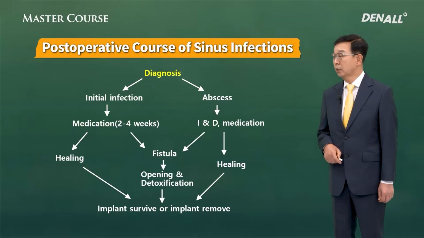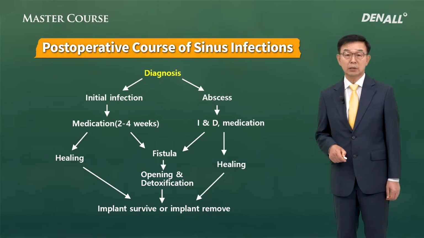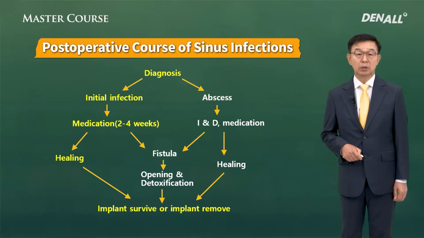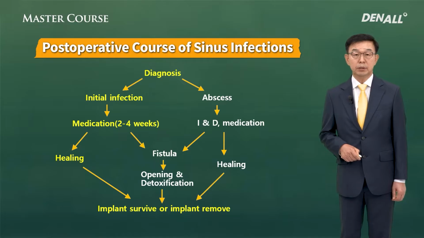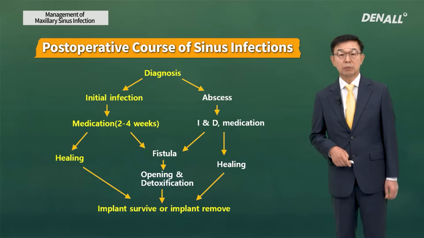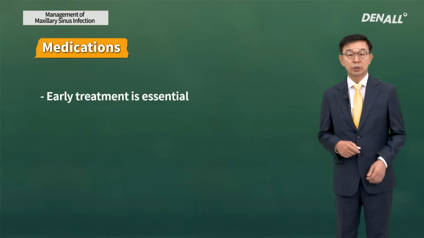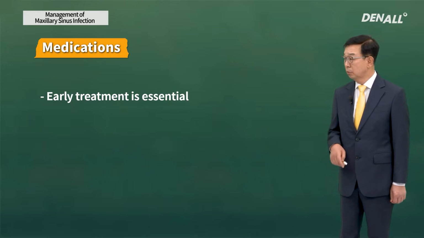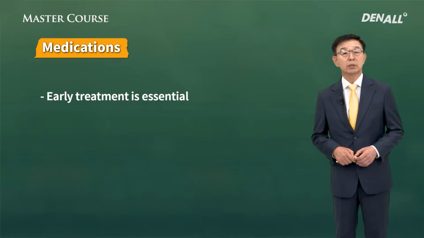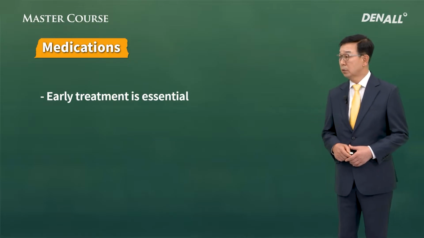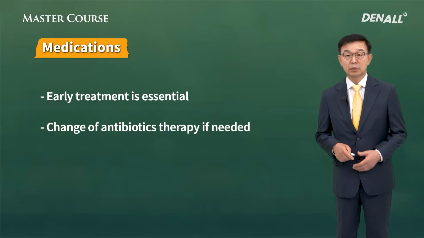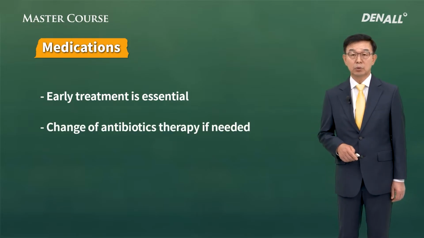I'm going to now talk about how to manage the post-op infection. Early detection and diagnosis is very important. You need to make the diagnosis early and provide medication so that the patient heals. This is the easiest way to treat such a condition. If you provide medication early on and the patient does not respond well to antibiotics, you can change antibiotics to get more effective treatment.